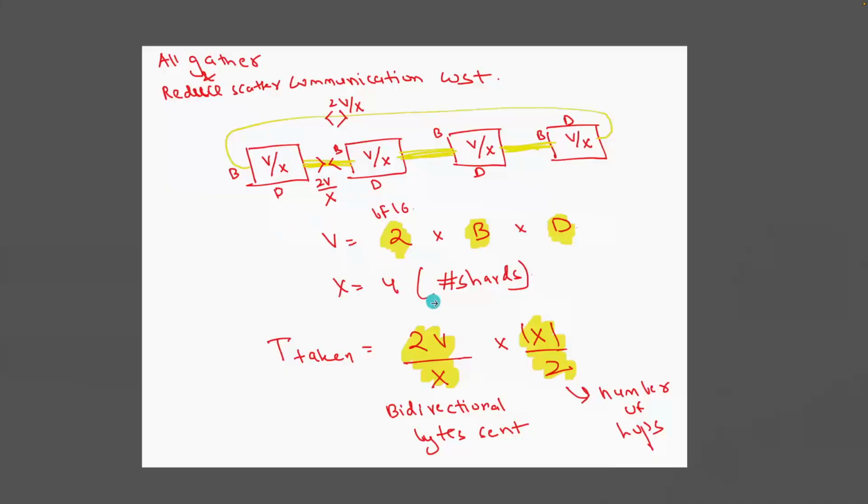So x is 4 shards and your vector v has a dimension of bd, with b being 16 bits or 2 bytes, so you have a total v size of 2bd. All gather means that everyone sends their part of the data to everyone else.